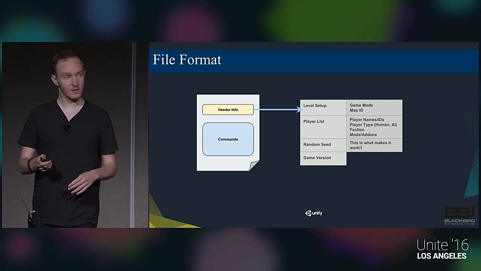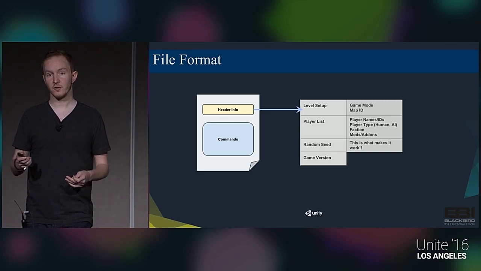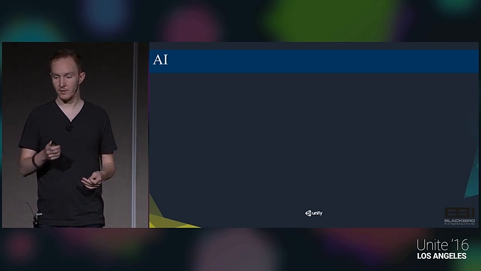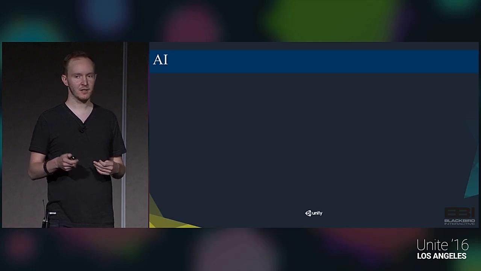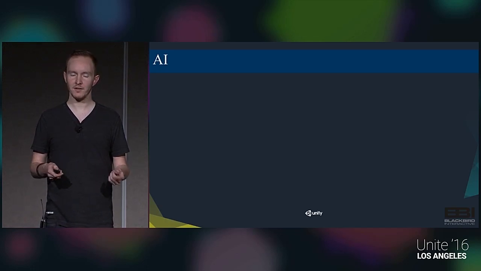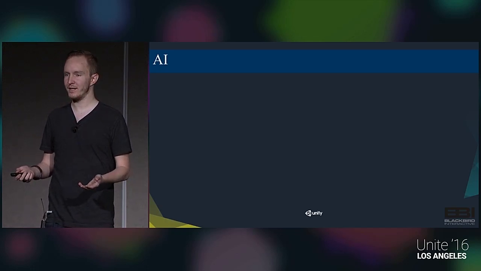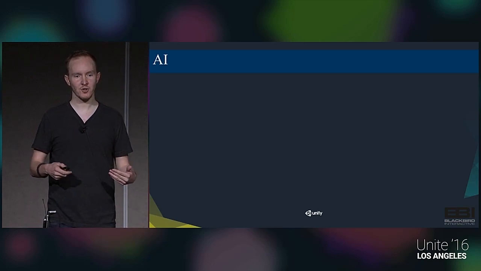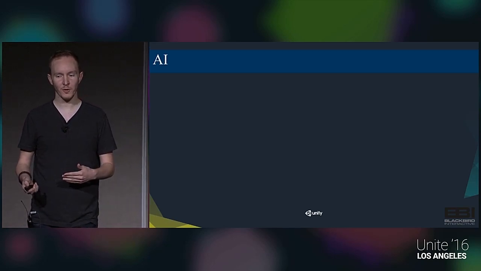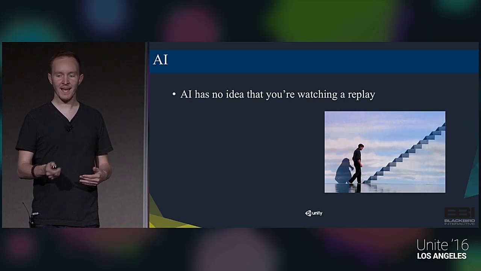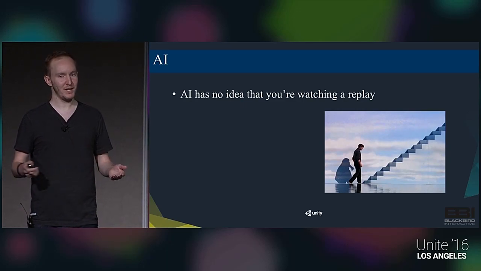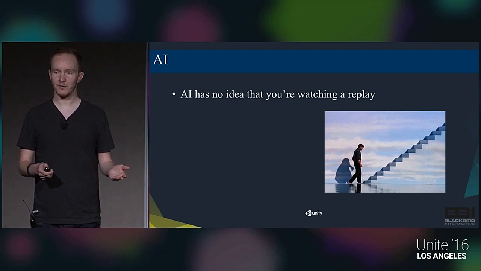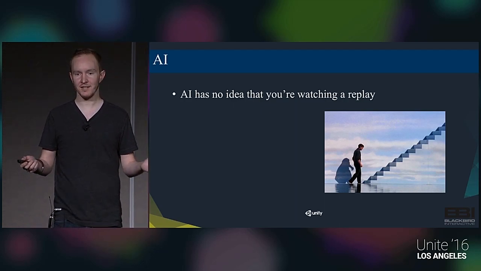So I'll get to that in just a second. Game version also is really important, and I'll touch on that in a moment. So the AI. The AI actually doesn't send commands the same way that a player does. So how do we actually save what the AI is doing to make sure that it plays the same game as before? The thing is, the AI actually has no idea that you're watching a replay. It's basically playing through this game as it was before, and you're watching it, and it thinks that it's real life.